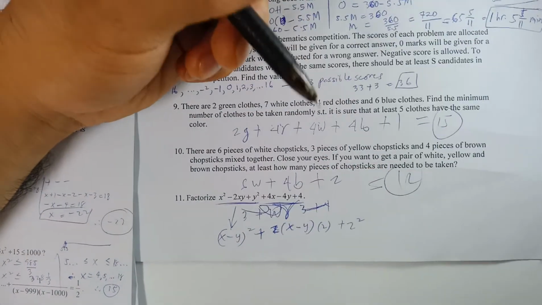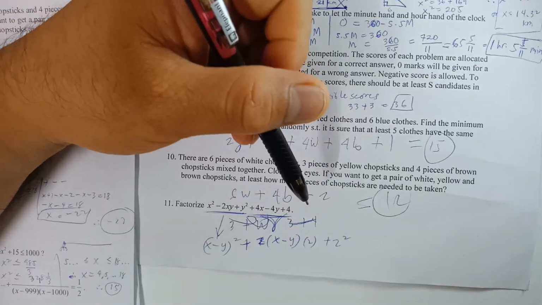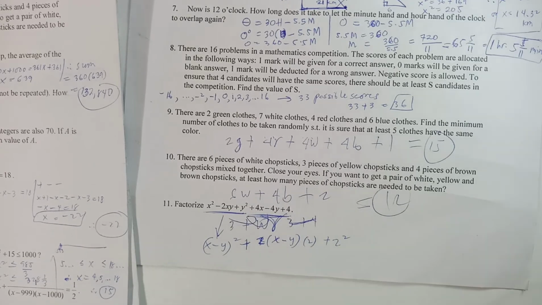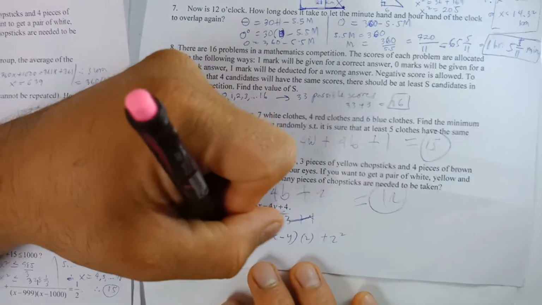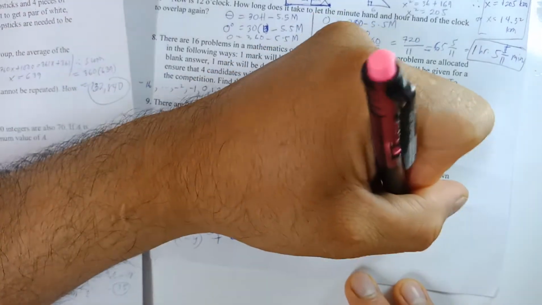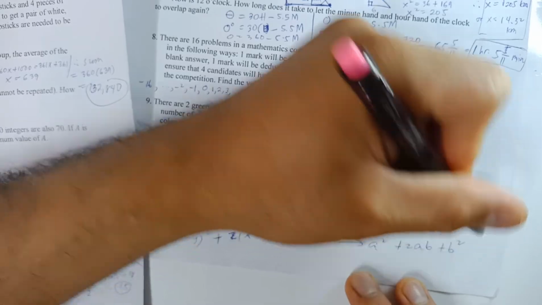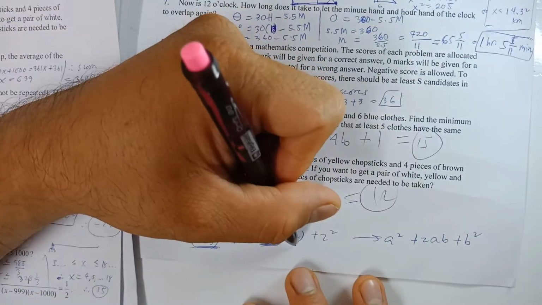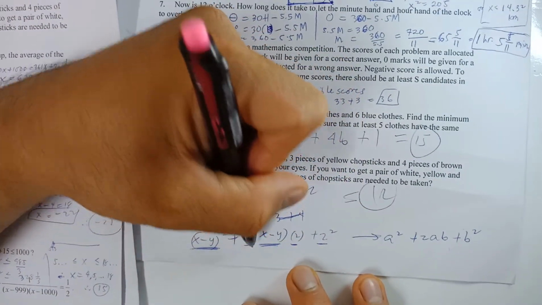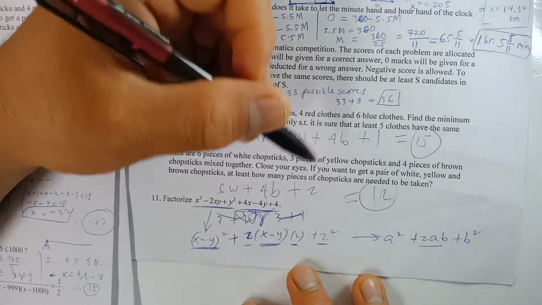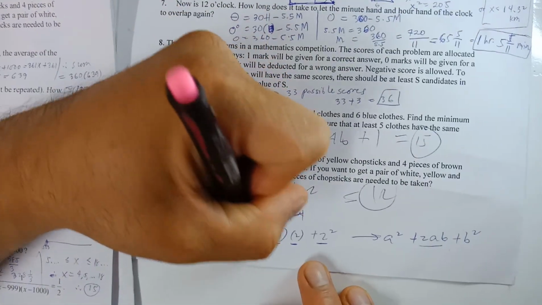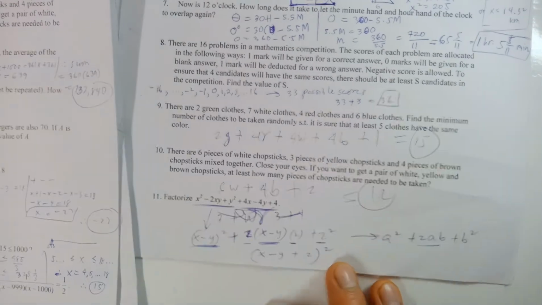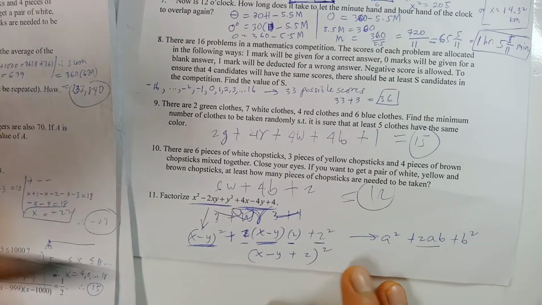4 is 2 squared. I wrote it in this way so that we will have something that looks like a squared plus 2ab plus b squared. Here our a is x minus y, and our b is 2, and here we have times 2 because of the 2ab. So here our final factor will be a plus b quantity squared. So the answer is x minus y plus 2 squared.